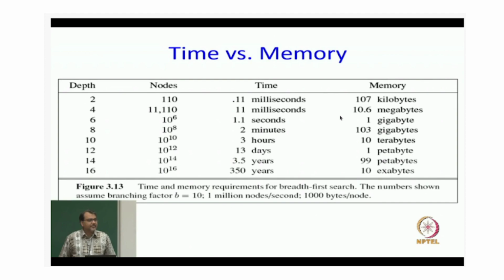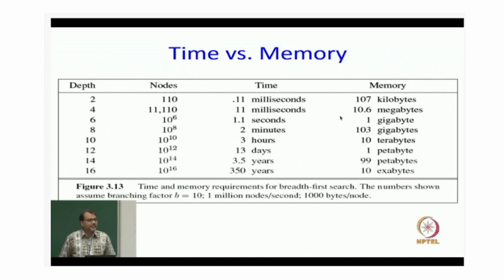Consider the depth and how many nodes there are. If it is a depth-2 tree, how many nodes are there? There are 110 nodes. Which algorithm is it? It is BFS. So for BFS we are analyzing time and memory. If the depth of the tree is 2, the number of nodes would be around 110, and the time it will take is very less, 0.11 millisecond. Memory it will occupy is 107 kilobytes.